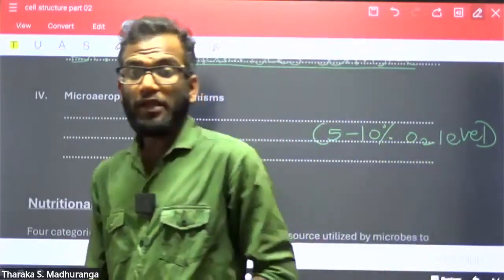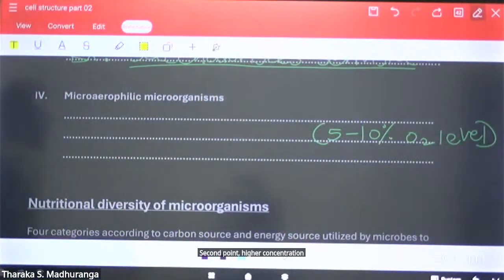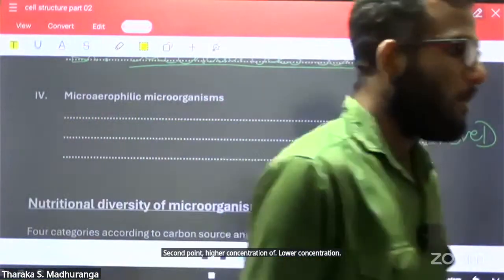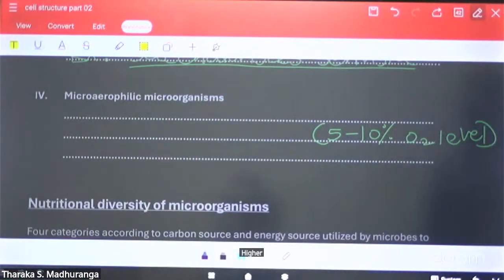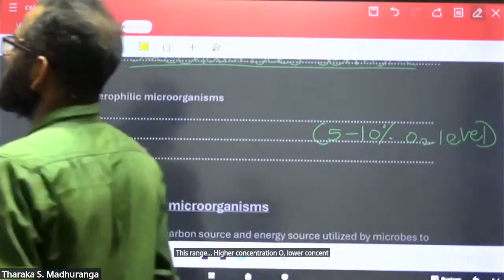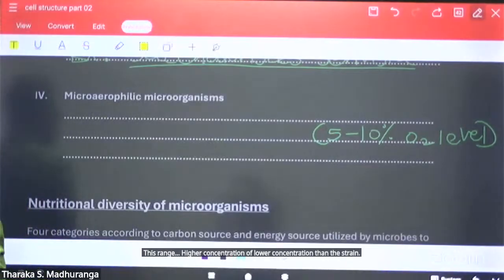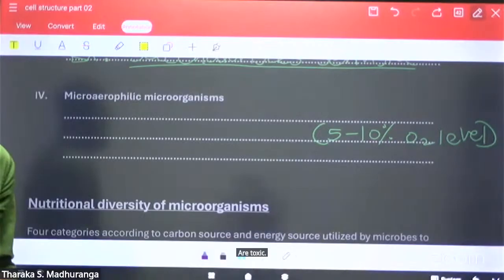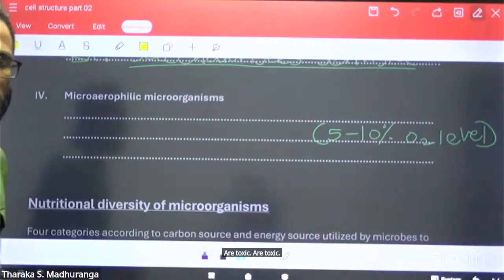Second point, a higher concentration or lower concentration than this range is toxic to them.